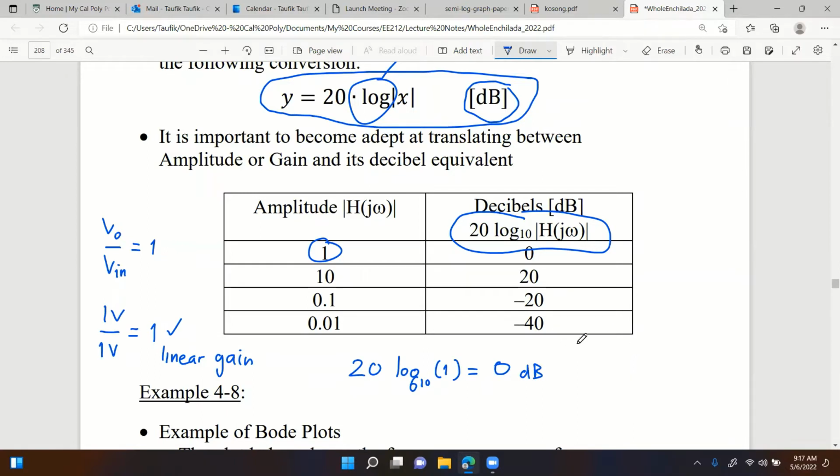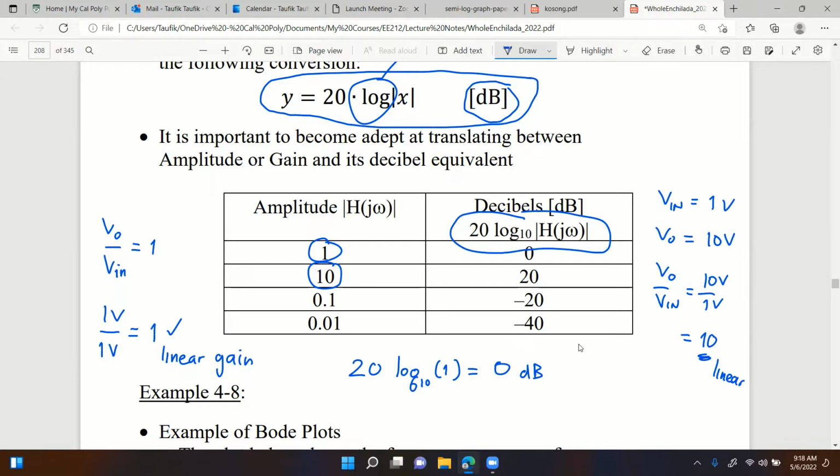And then if you have a gain of 10, that means that's a linear gain of 10. So for example, input voltage is 1 volt, output voltage is 10 volts, like this. 1 volt against 10 volts. And what is the out of the in? That's 10 over 1, right? 10 volts over 1 volt. That's going to be 10. Gain of 10. That's linear gain, right?